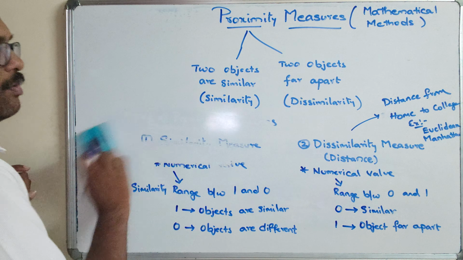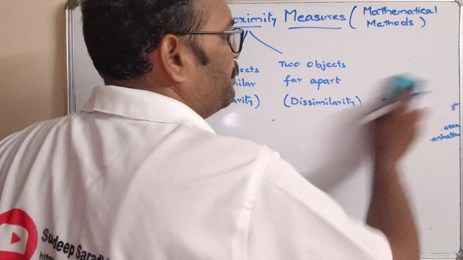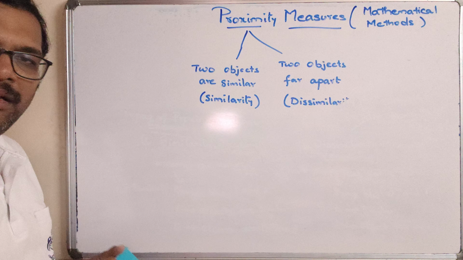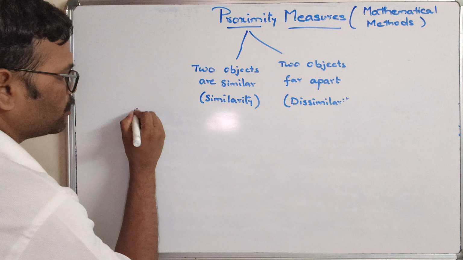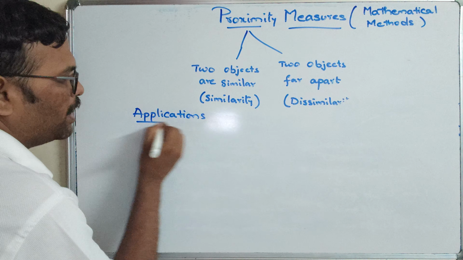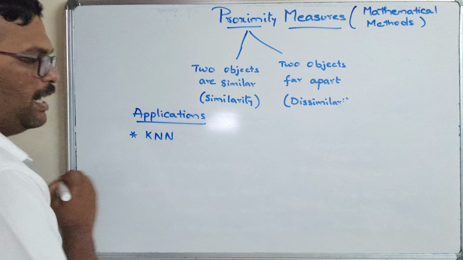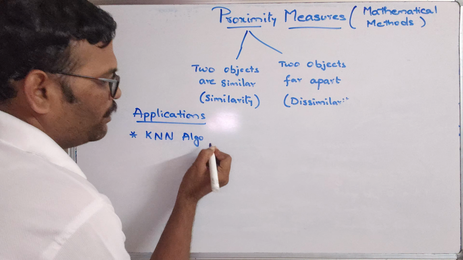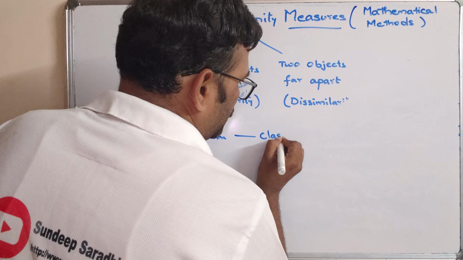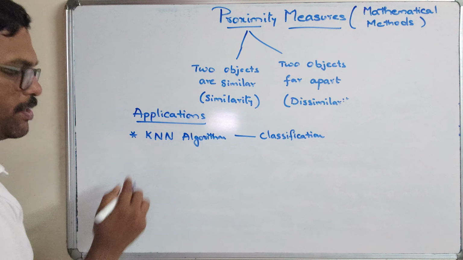And now, what are the applications? So where will these proximity measures be used? In all the applications of machine learning, the proximity measures will be used. So let me explain. The first one is the k nearest neighbor algorithm, KNN algorithm. So why will we be using this KNN algorithm? This is a classification algorithm. So in classification algorithms, we will be using these proximity measures.